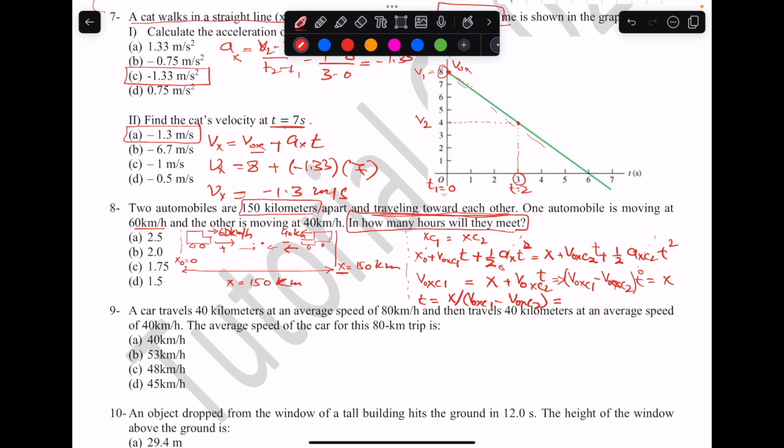So when we substitute x, which is 150 kilometers, and 60 minus the velocity, which is minus 40, because this is moving in the negative direction, we get 150 divided by 60 minus the minus 40. So we will get 1.5 hours.